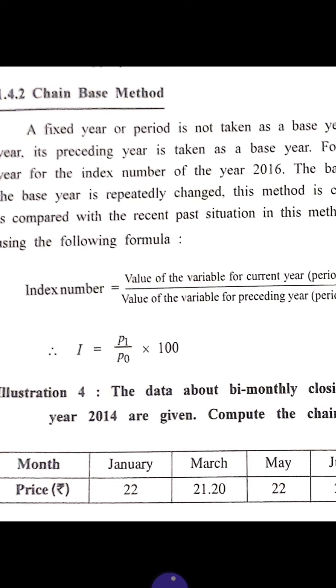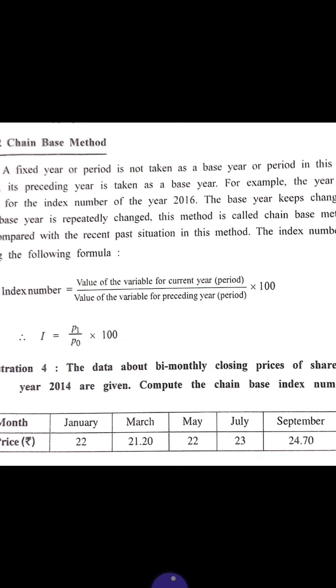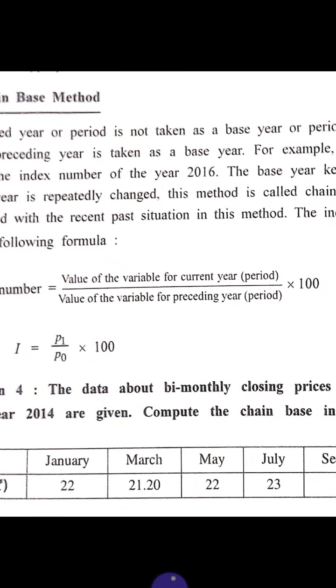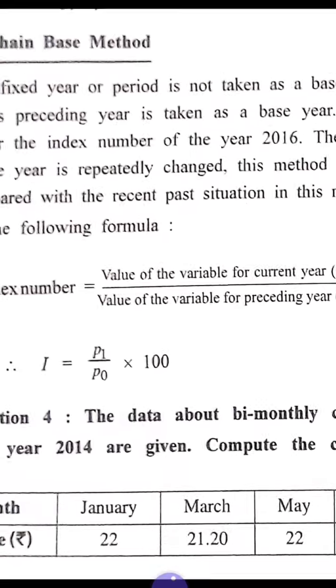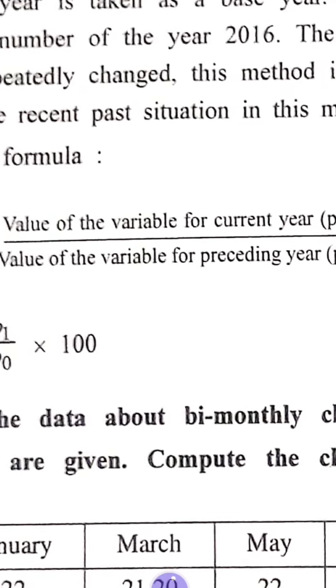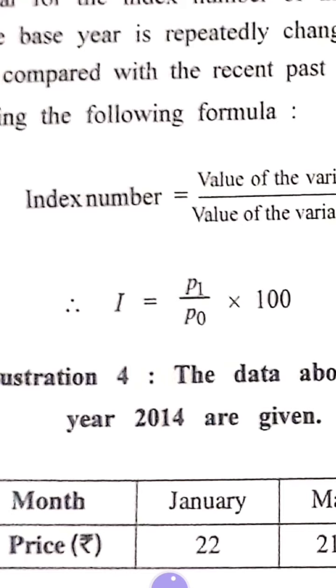Over here in the chain based method, what is there? If you see the formula as it has been given, it is the value of the variable for the current year upon the value of the variable of the preceding year, multiplied by 100. This is the formula, children, for the index number by the chain based method. So in the chain based method, the price of the current year we always take up as P1, that is in the numerator, and the price of just the preceding year is taken up as P0, and it is multiplied by 100, so we can get the index number, that is I.